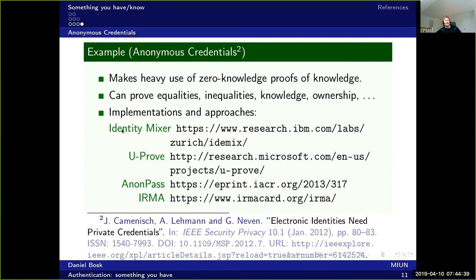anonymous credentials. So these anonymous credential systems make heavy use of zero knowledge proofs of knowledge, which is basically they use a variant of the Schnorr protocol for this. And as I said, they can prove equalities, inequalities, knowledge, ownership, and a lot of different properties.